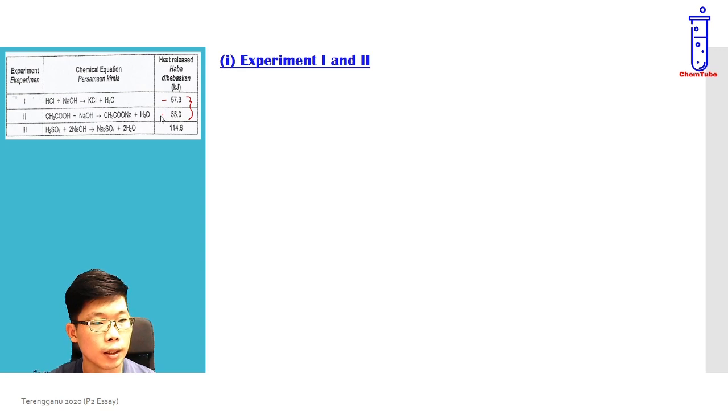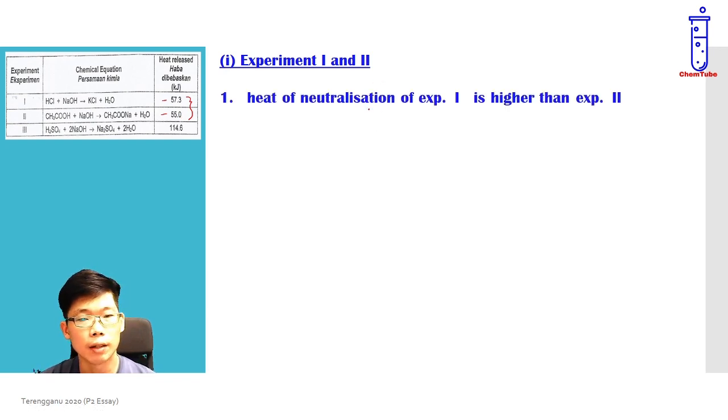You must know that negative shows the heat is released. So 57.3 is still higher than 65.5 in magnitude. For experiments 1 and 2, the heat of neutralization of experiment 1 is higher than experiment 2.